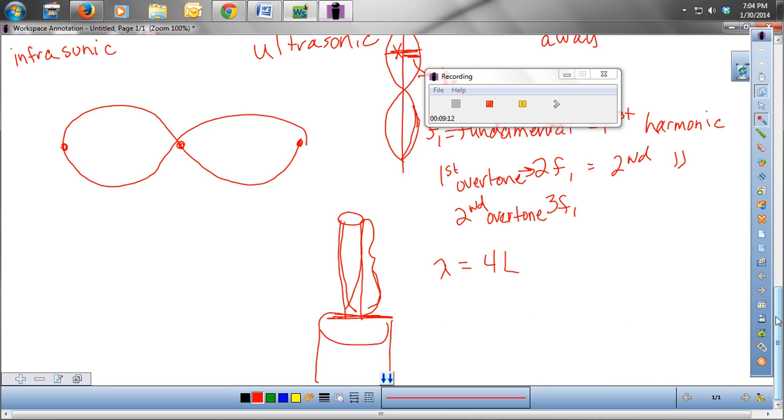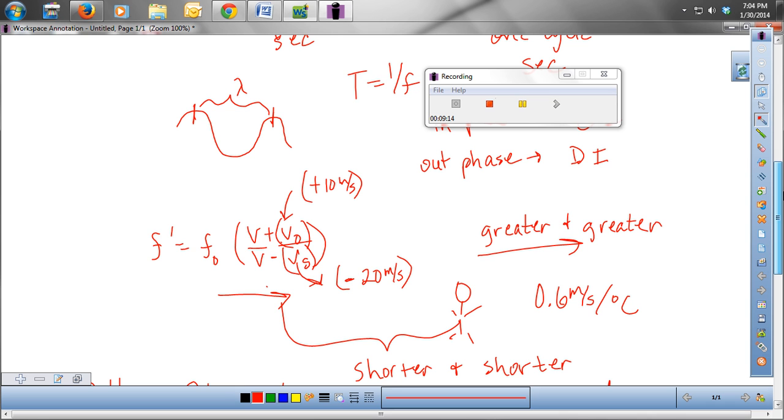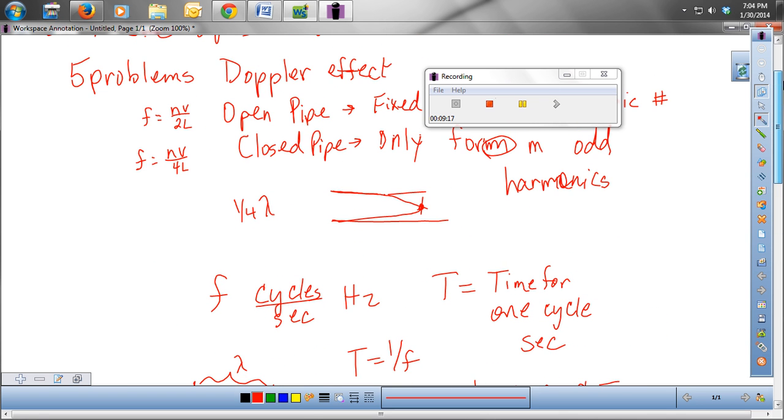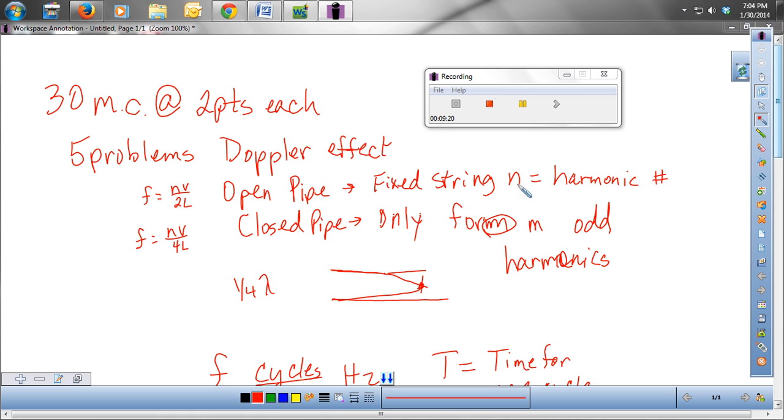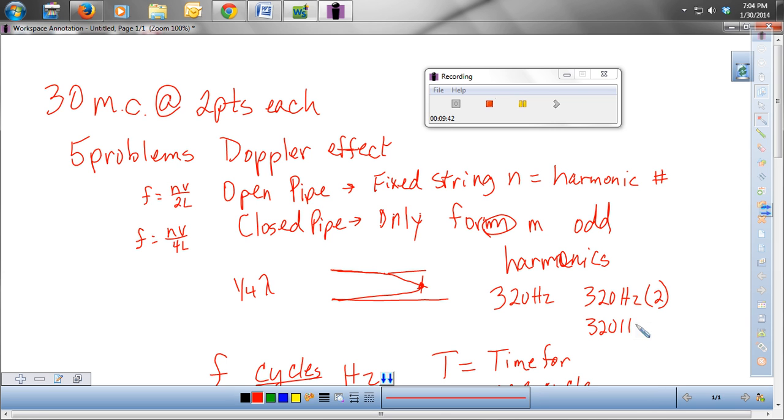So let's go back and look at what I told you about the problems. I told you you'd have a Doppler for sure. There will be open pipe and closed pipe. There will be an opportunity to talk about the fundamental. If I give you the fundamental is 320 and I ask you to find the second harmonic and it's an open pipe, then you're going to say 320 times 2. If I ask you for the third harmonic, you would tell me 320 times 3. But if I said the fundamental of a closed pipe is 320, then you would multiply by 3 to get the second harmonic.